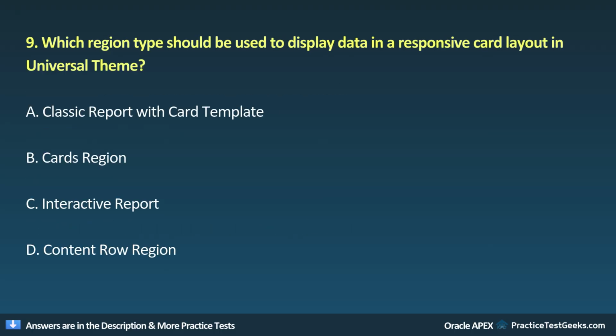9. Which region type should be used to display data in a responsive card layout in Universal Theme? A. Classic report with card template. B. Cards region. C. Interactive report. D. Content row region.